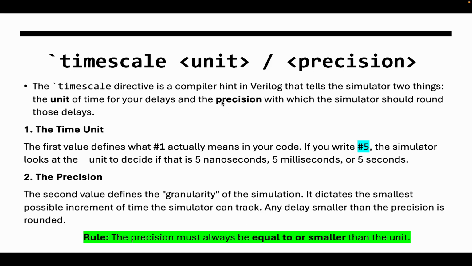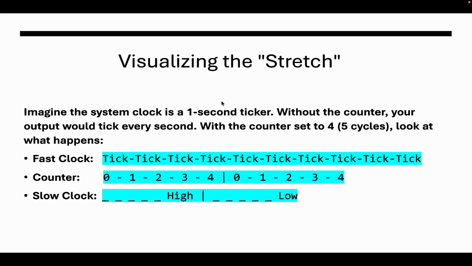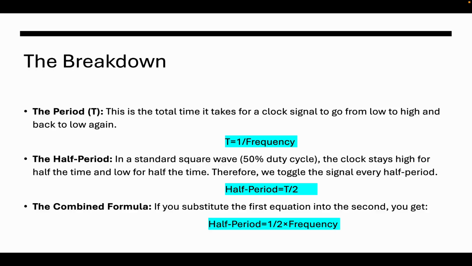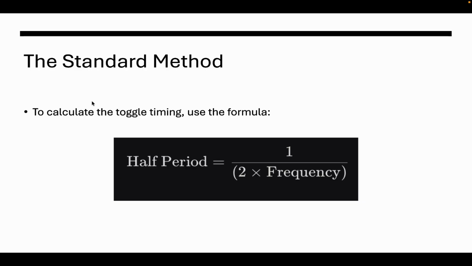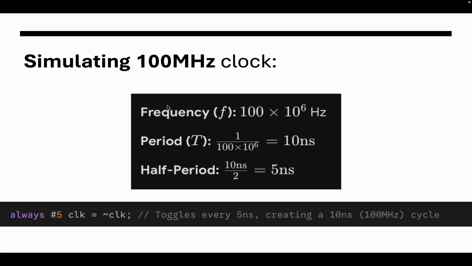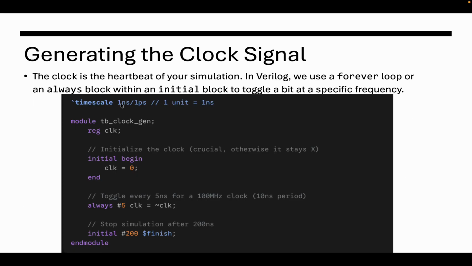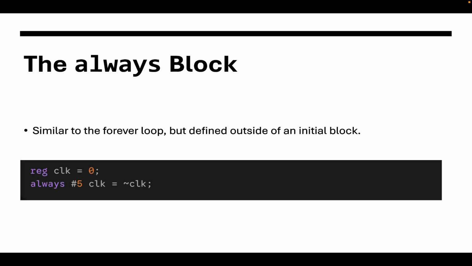Now the most important part will be the timescale. I'll tell you where this is used. When you saw our first code, I wrote a timescale there. So we understand how to generate a clock, but we did not discuss this, right? So now we are going to talk about it.